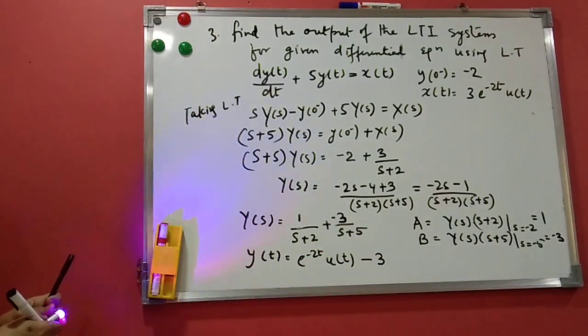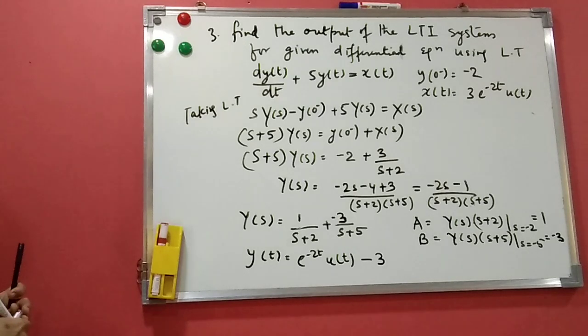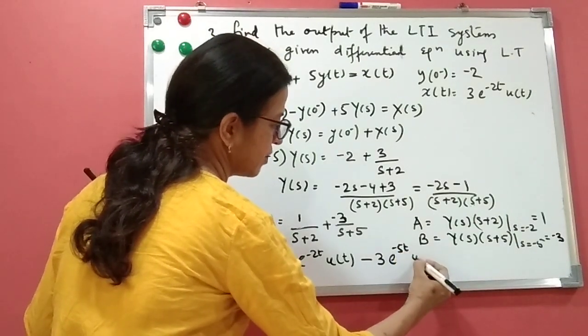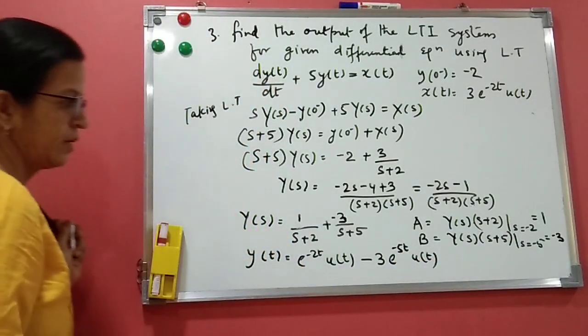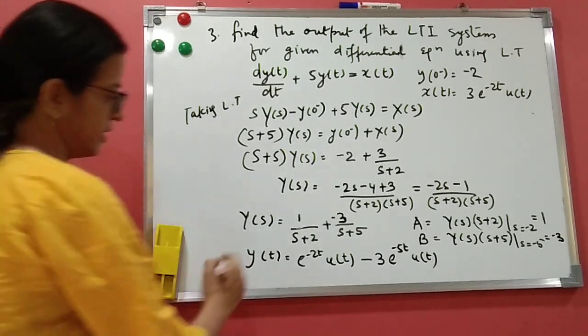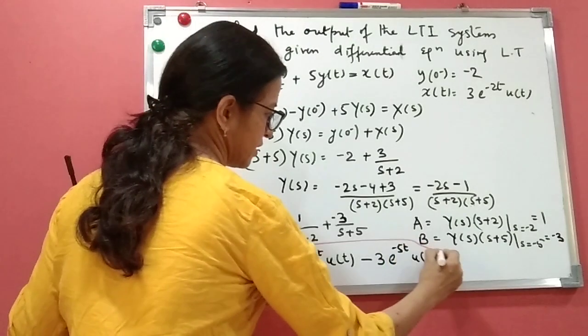What is the inverse Laplace transform of 1 upon s plus 5? It is e^(-5t)u(t). So this is the final answer: y(t) is e^(-2t)u(t) minus 3e^(-5t)u(t). This is the final answer.